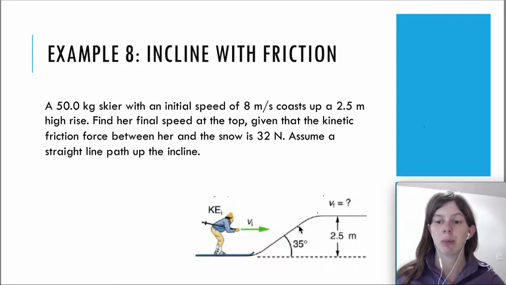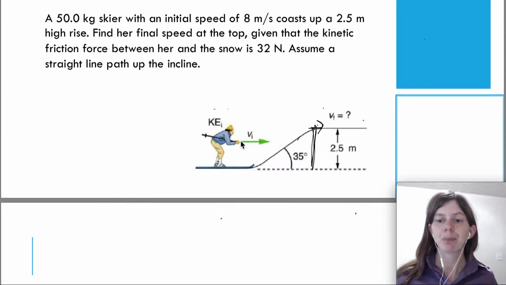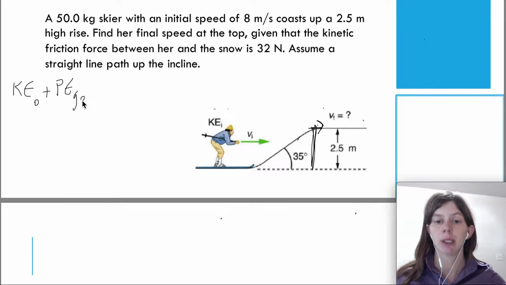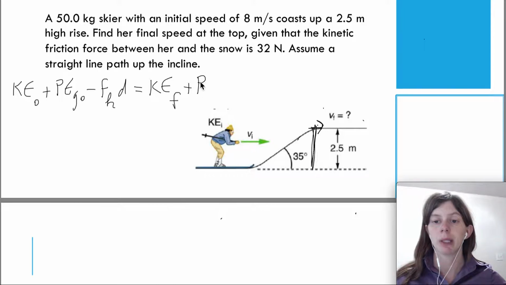Assume a straight line path up the incline, and that's just so that we'll be able to make a triangle here. We want to find her speed right here when she gets to the top. So we're not worried about what happens over here, just the motion up the incline. Let's write down the conservation of energy equation. Initial kinetic energy plus initial gravitational potential energy minus the work done by the friction force equals the final mechanical energy, kinetic energy final plus potential energy final.